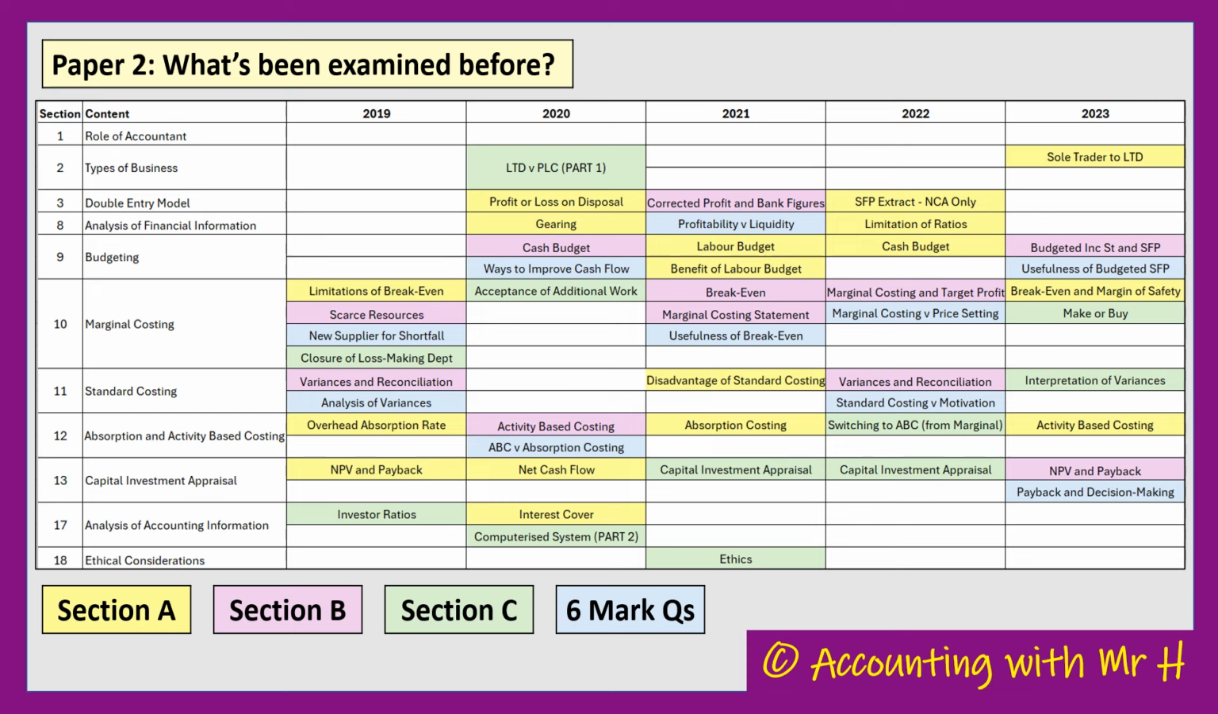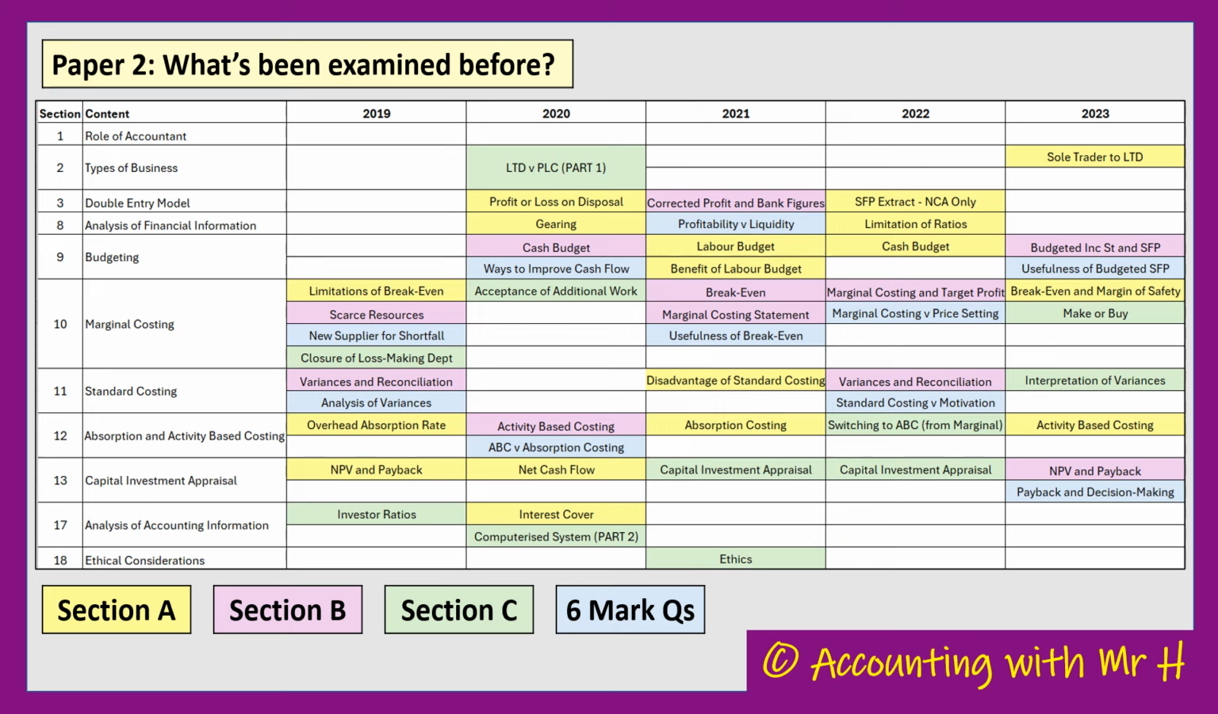Section 3, also in paper 1 and paper 2, the double entry model. Not a huge amount on this. They tend to like testing section 3 more in paper 1, but they do say it can be tested in both papers. So 2020 there was a calculate profit or loss on disposal question.